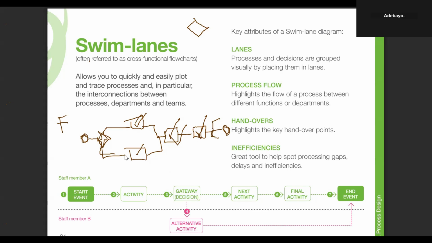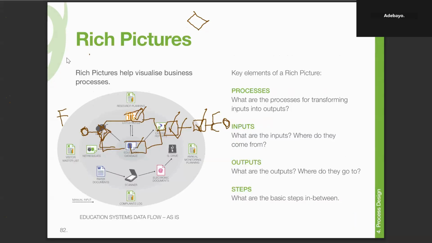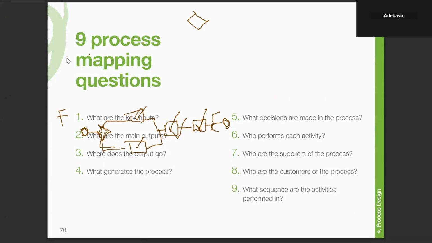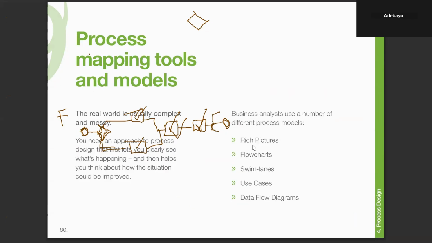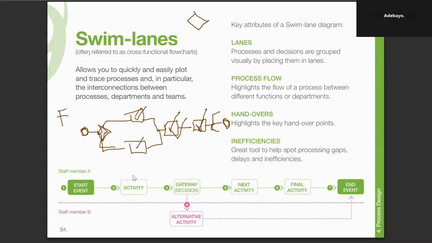Now, in terms of swim lane, it is going to help you to divide this flow chart into, remember, those actors on your flow. Who performs each activity? Your swim lane is going to help you to understand who performs each of those activities. So that's the difference between a flow chart and something that is done in swim lane, right?